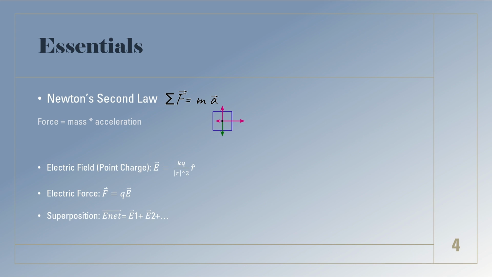Next, we will need the electric field equation, which is K times our charge over the magnitude of R times R hat. Then we will need the electric force, which is our electric field times Q. Lastly, we will need to know the superposition formula. Basically, E net equals E1 plus E2 plus E3 and so on.